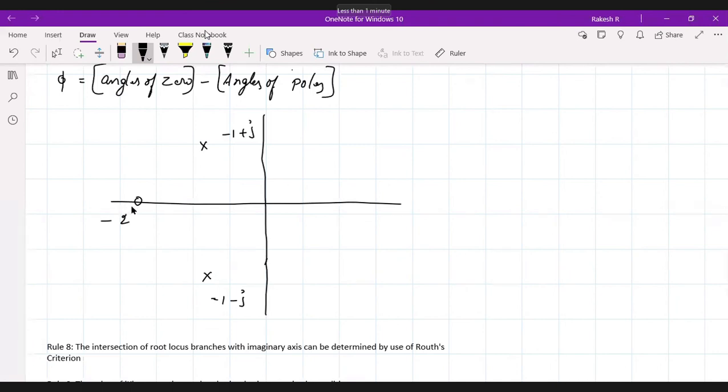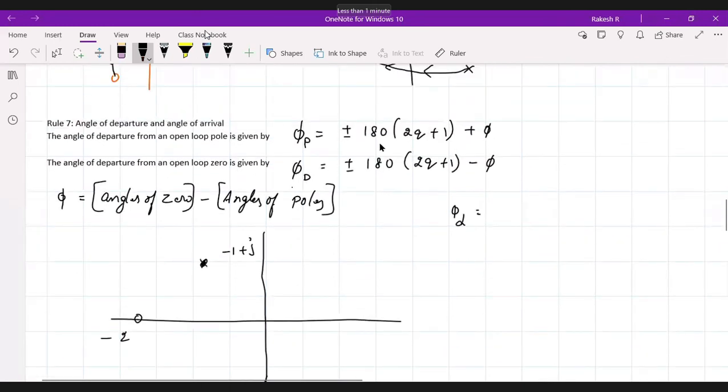I think I don't have time, so I'll just explain in brief. So if I want to find out the angle of departure here, this is the angle of arrival. Zero will be angle of arrival. You need to find out angle of departure here. Right? That is phi d I need to find out. Right? To find out phi d, what is the formula we had? 180 plus 180 into 2q plus 1 plus phi here. Right. So first I need to find out the value of phi.